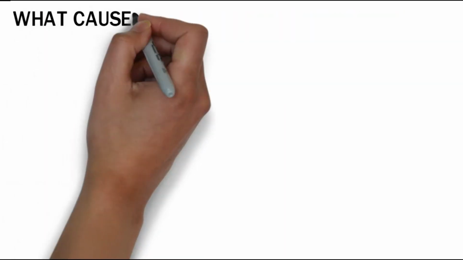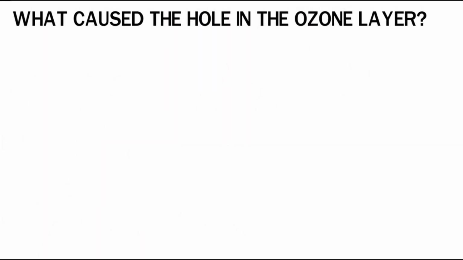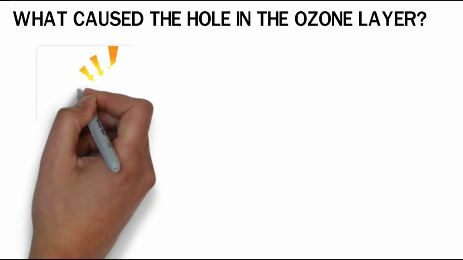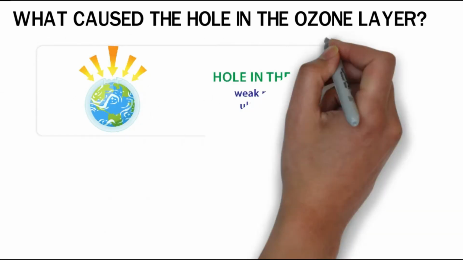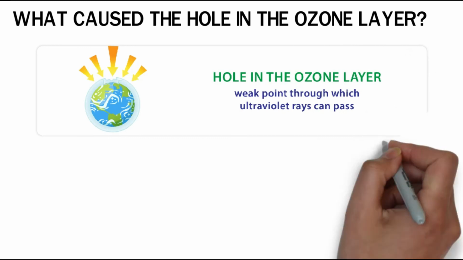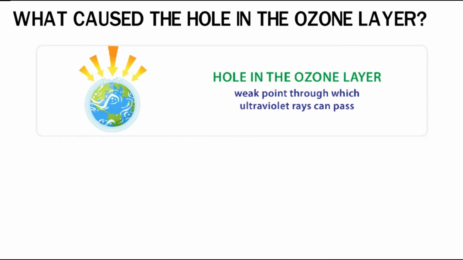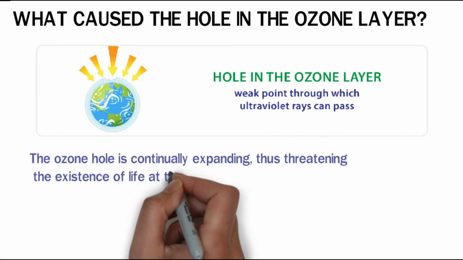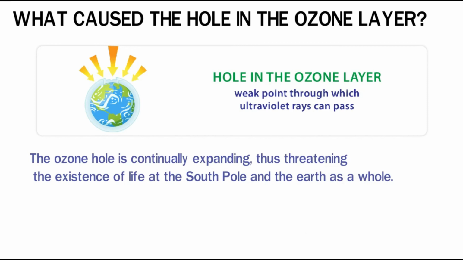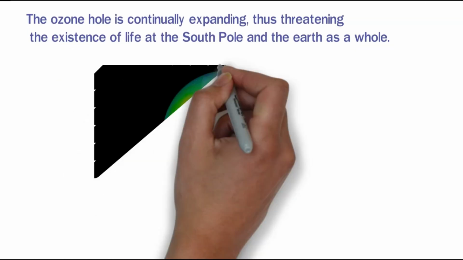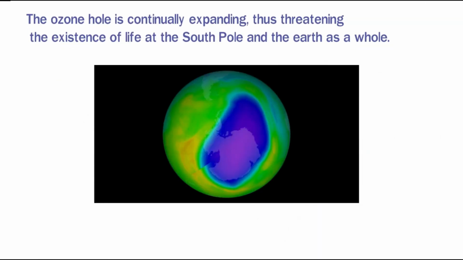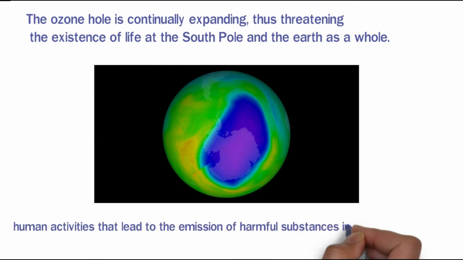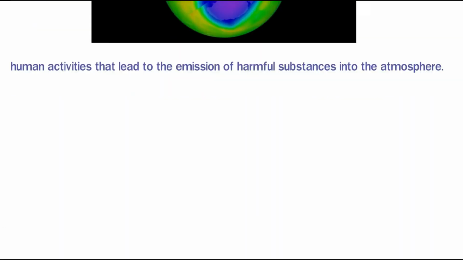What caused the hole in the ozone layer? When ozone molecules are severely depleted in a certain area, it results in the formation of the ozone hole. The zone does not have an actual hole, but it acts as a weak point through which ultraviolet rays can pass. The ozone hole is continually expanding, thus threatening the existence of life on the South Pole and the Earth as a whole. In the past few years, it has become wider and deeper, making it a cause for concern. The ozone hole is expanding due to human activities that lead to the emission of harmful substances into the atmosphere.